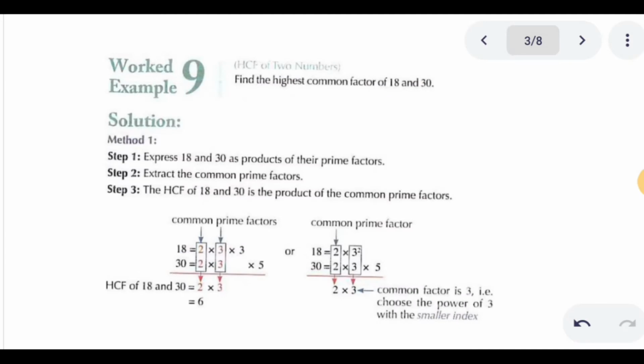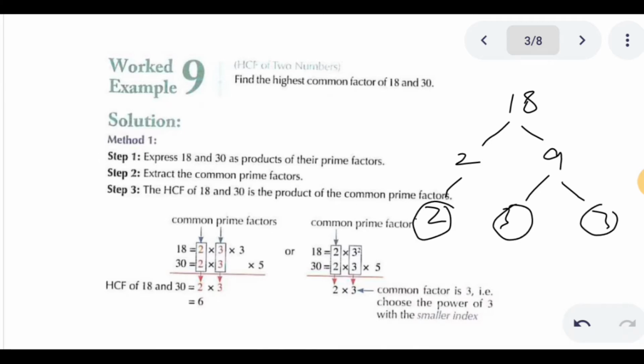The first method to determine the HCF of two numbers is by finding their prime factors. So let's do it. For the number 18, first of all we will find the factors of 18, like 2 into 9 and then 2 and 3 into 3. So the prime factors of 18 are 2, 3 and 3. We write 18 is equal to 2 into 3 into 3.